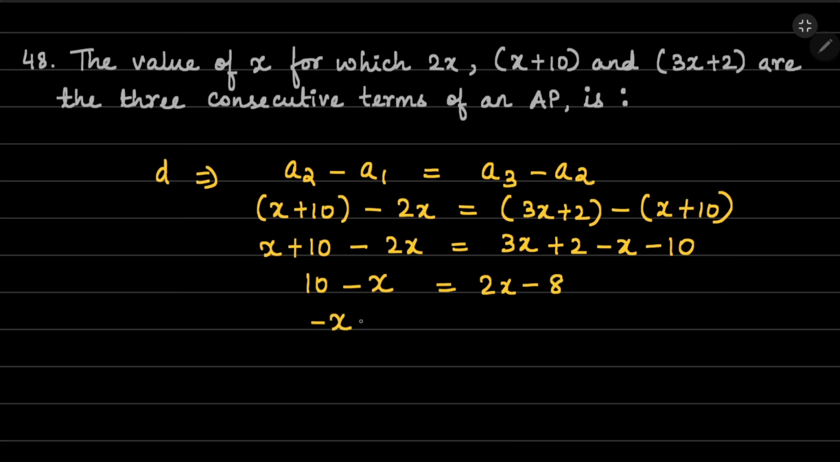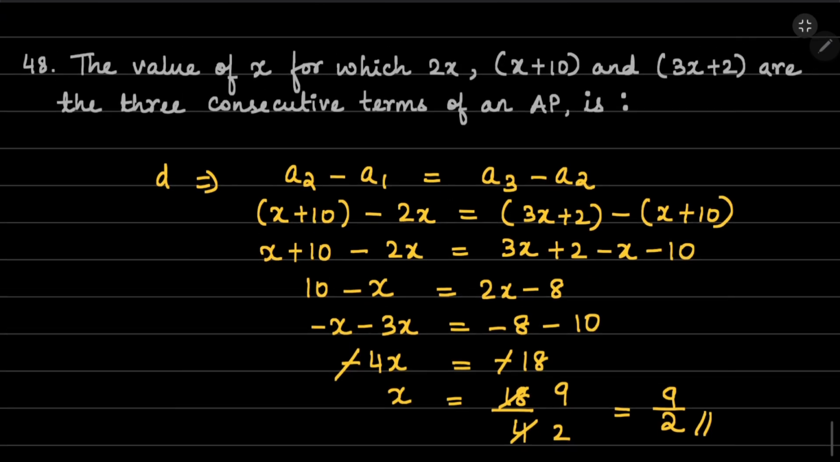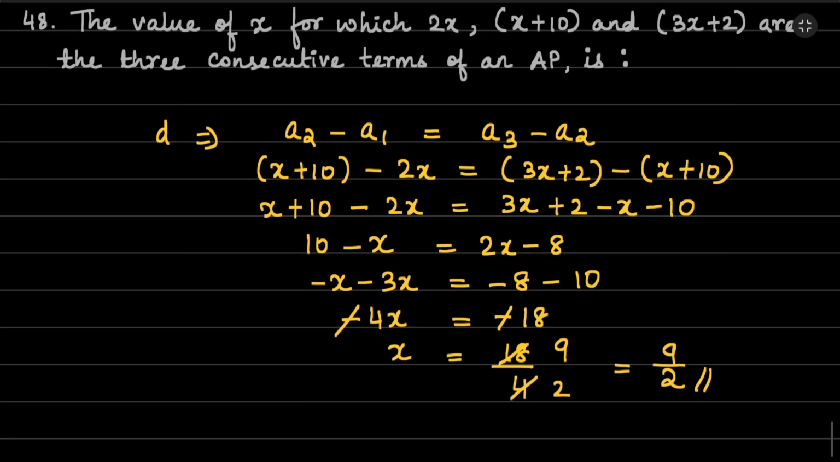Bring all x terms to one side. So minus x minus 3x is equal to minus 8 minus 10. So this is minus 4x equal to minus 18, and negative negative will get cancelled. x is equal to 18 divided by 4. So 2 2s are 4, 2 9s are 18. So it's nothing but x is equal to 9 by 2. That's your correct answer. So for these three terms to be consecutive terms of an AP, the value of x is 9 by 2.